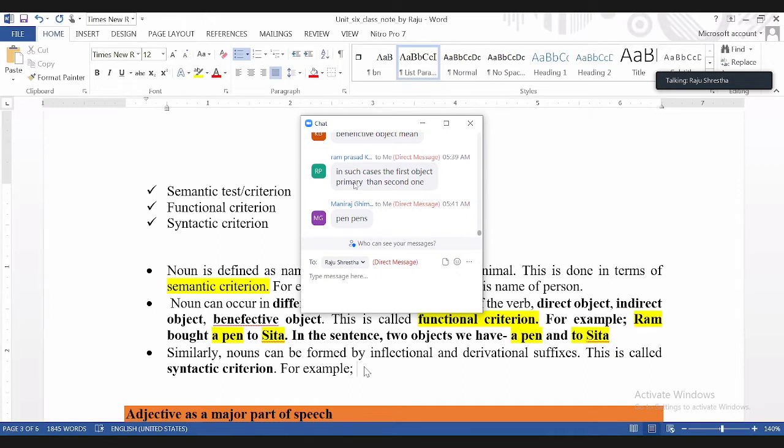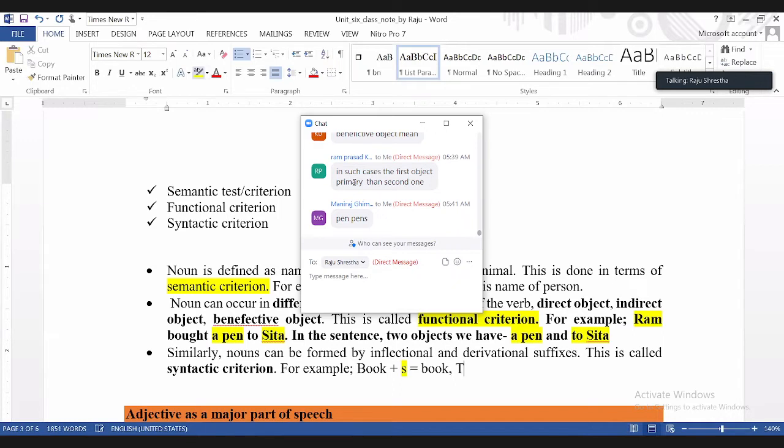Suffix, like book. We can add the suffix s, then it becomes books. This suffix s or es is added, and after it is added it becomes plural. This kind of thing is the syntactic criterion. For example, books.